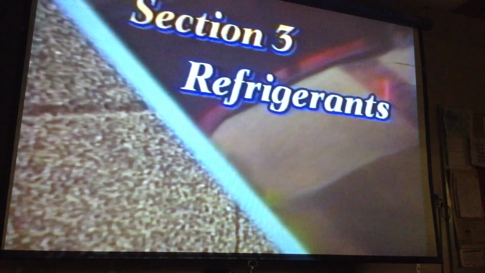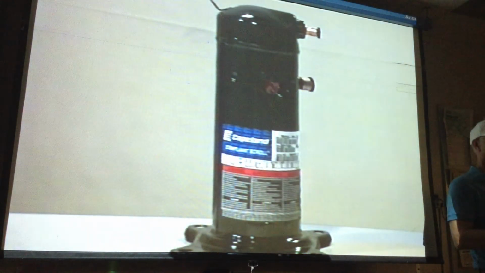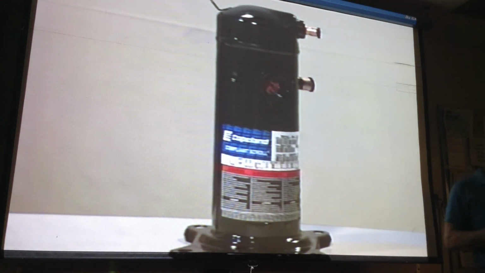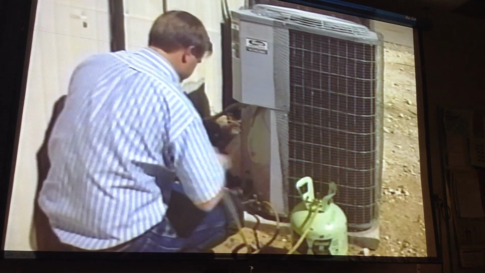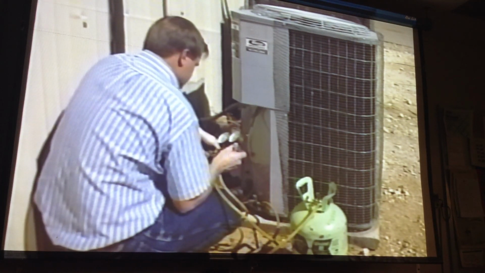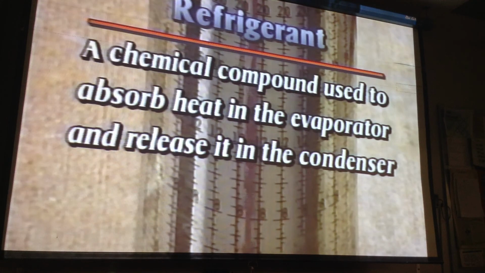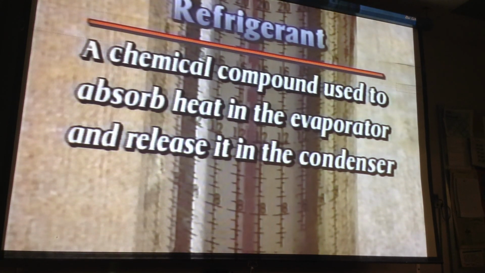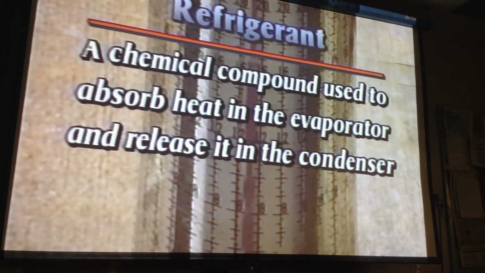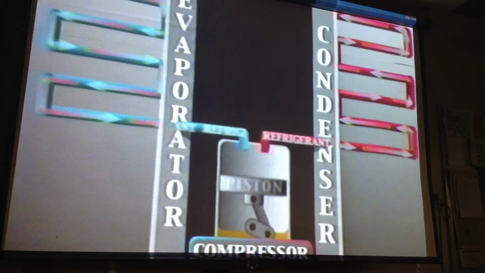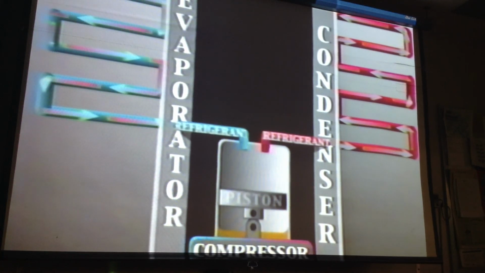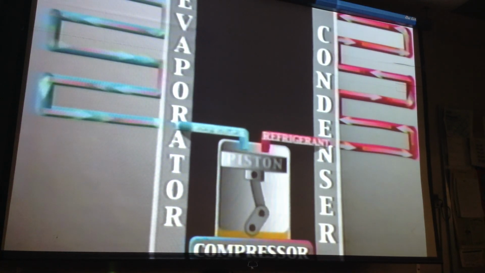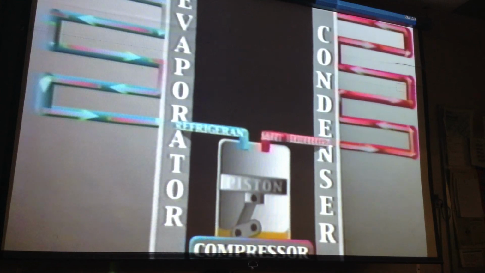Section 3, refrigerants. If the compressor is the heart of the refrigeration system, then refrigerant is the blood flowing through it. Without it, the refrigeration cycle would not function. Refrigerant is a chemical compound used to absorb heat in the evaporator and release it in the condenser. It is alternately compressed and condensed into a liquid and then expanded into a vapor or gas as it is pumped through a closed pipe system.